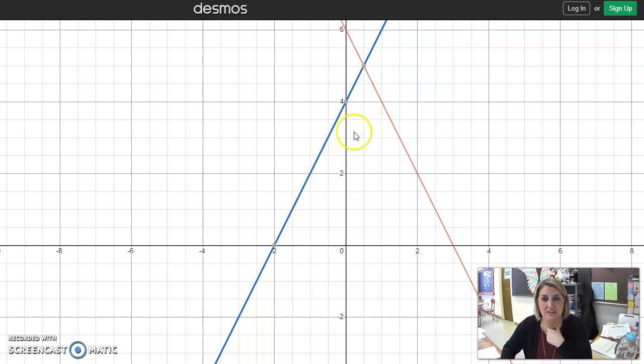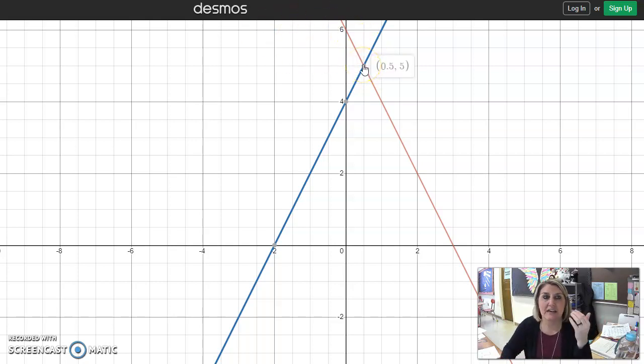So here's the line. Here's the blue line. Here's the red line. Do you see this right here? Look, I hover over it and it tells me where it crosses. So you don't have to actually graph these anymore. You're welcome. So the answer to this one, the point would be 0.5, 5. Pretty awesome. So that's like one option.